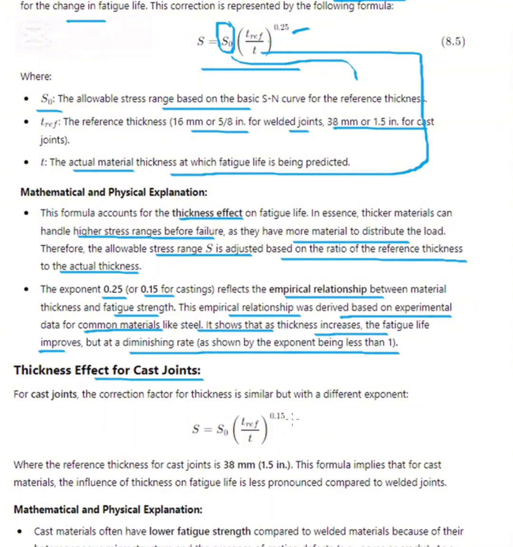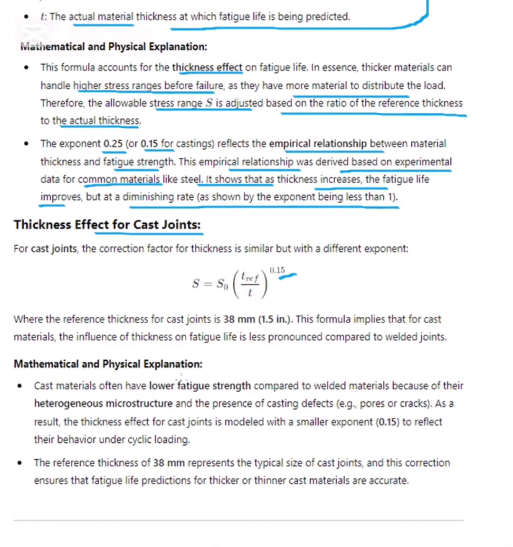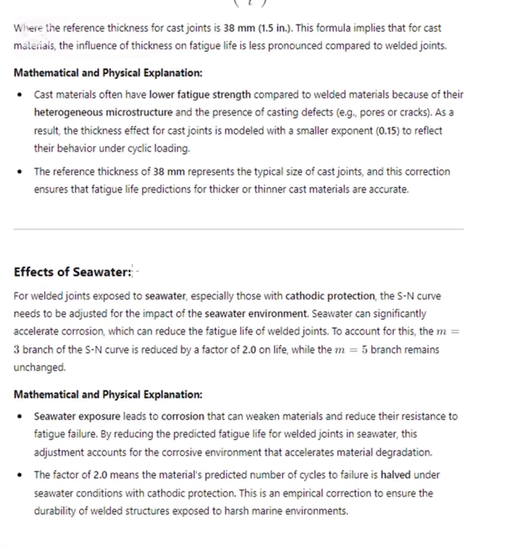Thickness effect for cast joints, the value is changing to 0.15. And if you see the effects of seawater, for welded joints exposed to seawater, especially those with cathodic protection, the SN curve needs to be adjusted for the impact of the seawater environment. So effects of seawater also need to be accounted for in this SN curve. Yes, seawater can significantly accelerate corrosion, which can reduce the fatigue life of welded joints.